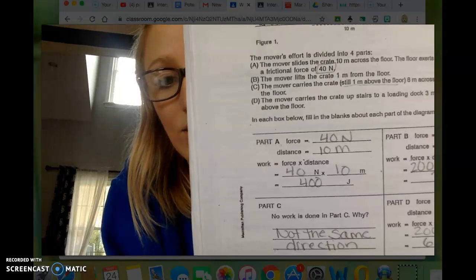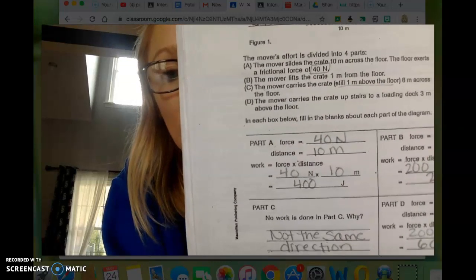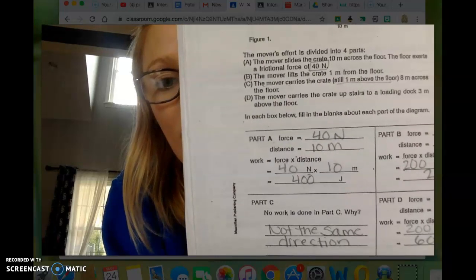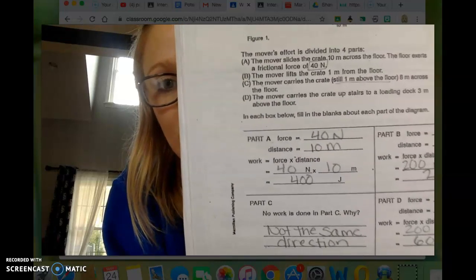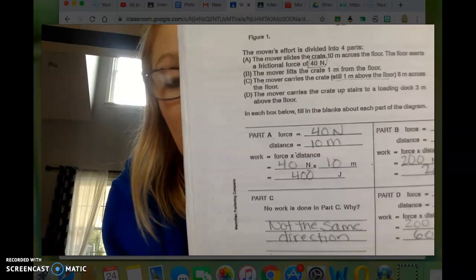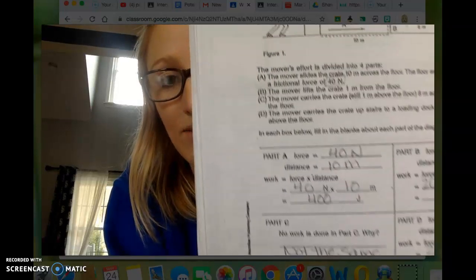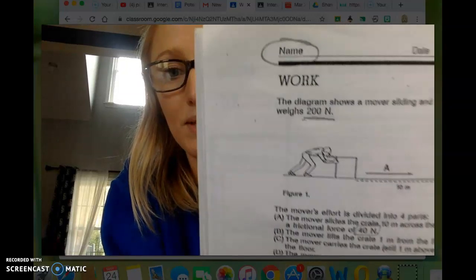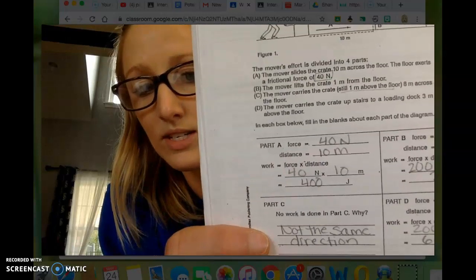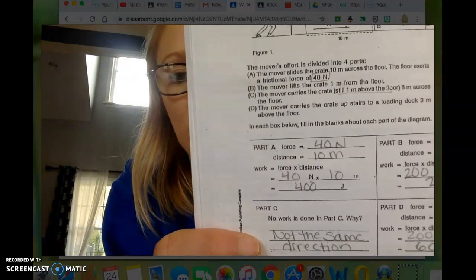Part A says the force is 40 newtons, which you can see that I boxed in part A. The distance is 10 meters because it says the mover slides the crate 10 meters across the floor. Then you just multiply those together because that is what our formula is for this. So you're just multiplying those together and then you get 400 joules.